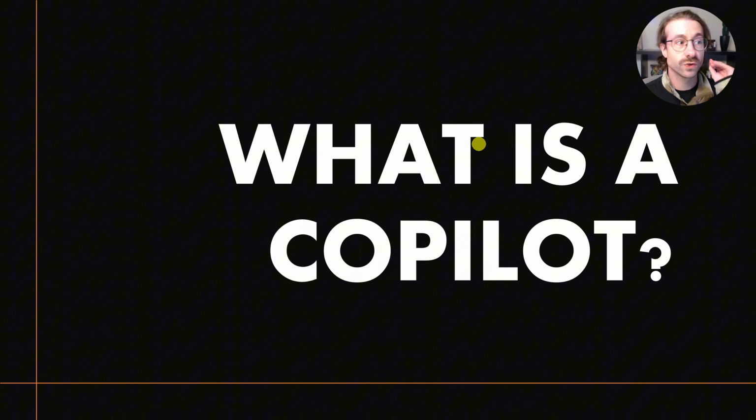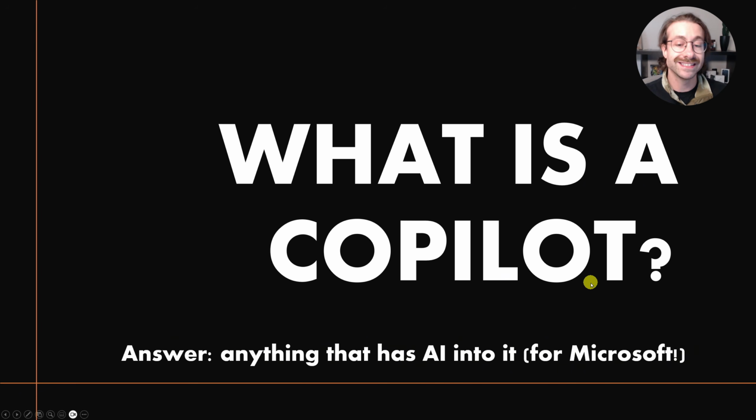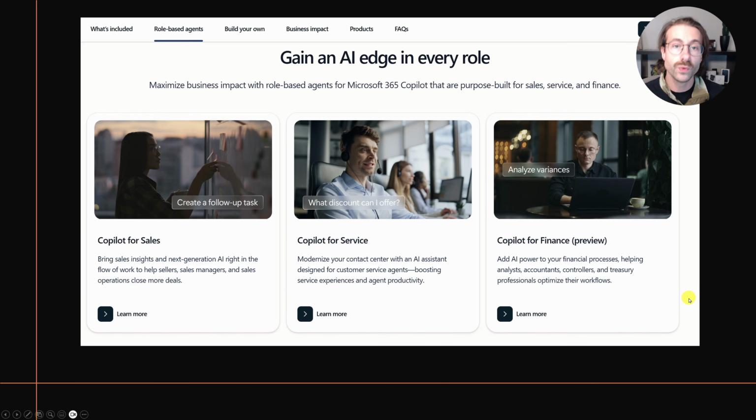What is a Copilot? So for Microsoft, a Copilot is anything that has AI in it. In their products, like Microsoft Planner, Microsoft Whiteboard, Microsoft Power BI, all of these tools have Copilot integrated into them, and it's basically AI that is going to assist you in these tools. We also have Copilot for sales, Copilot for service, Copilot for finance, which is actually how I like to say that it's a specialist.